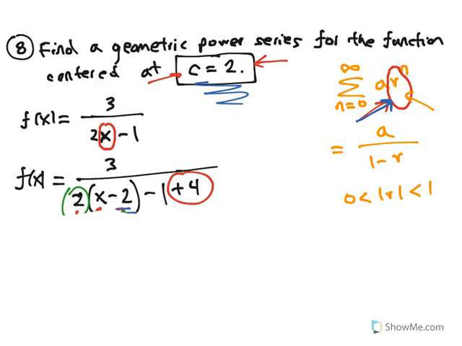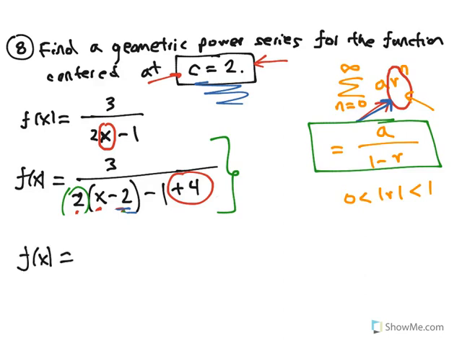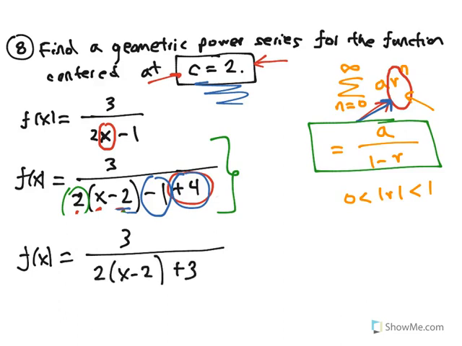The remaining steps are the same as what you saw for the first two examples. We're just going to work with what we have here and try to write it in the form a over 1 minus r by doing some algebraic manipulation as needed. So we're going to write f of x is equal to, in the numerator we have 3, and in the denominator, when you combine these two constant terms, negative 1 plus 4 will give us positive 3. So we have 2 times x minus 2 plus 3.